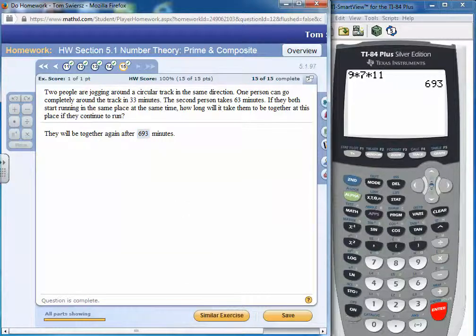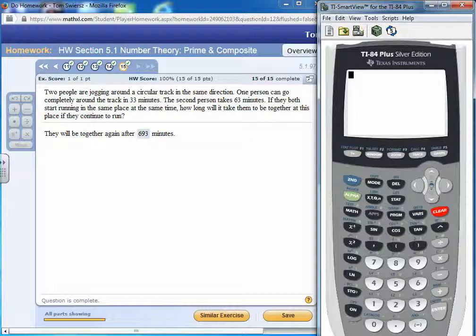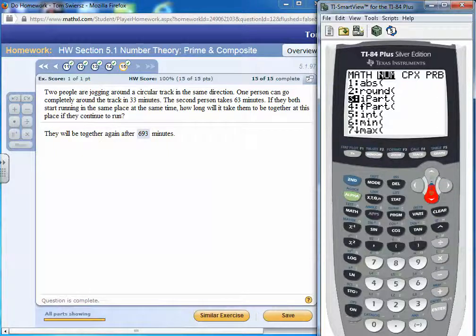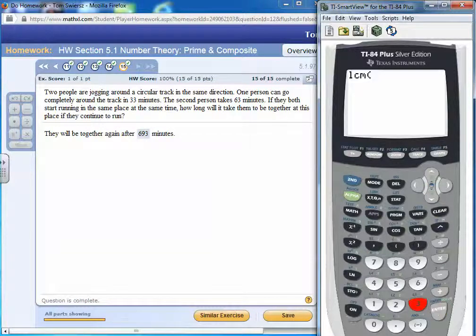Now on the calculator, there's also the least common multiple. You can go to Math, over to the right arrow, so Numbers is highlighted. Scroll down to, I believe it's number 8, LCM, and the first number is 33, a comma, the second number is 63, hit enter, and there's our answer, 693. Same answer we got doing it pencil and paper.